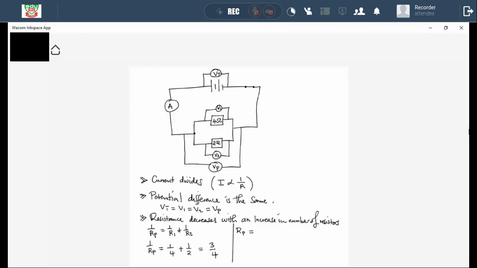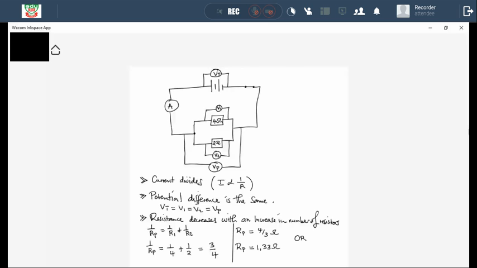I also reciprocate on the right-hand side. It's 3 over 4, so it becomes 4 over 3. So that is my Rp. Now it's up to you to leave your answer as a fraction or convert it to decimal. If you want decimal, 4 divided by 3, you need a calculator, and you round it off to 2 decimal places. That is equivalent to 1,33 ohm. That is going to be my parallel resistance.